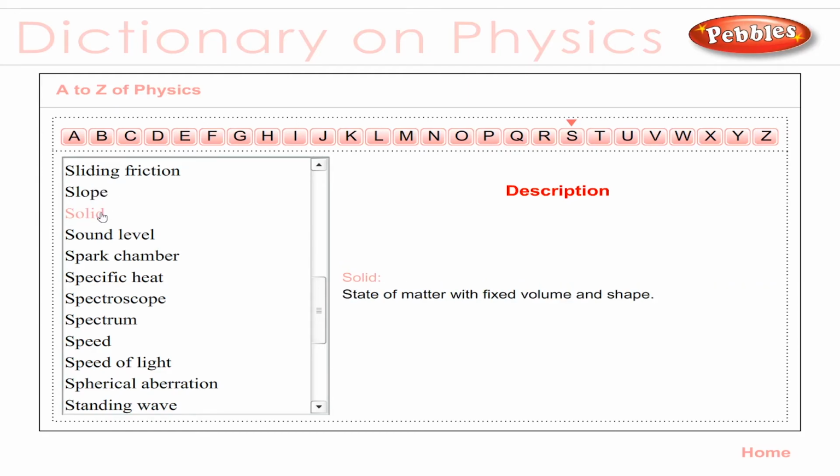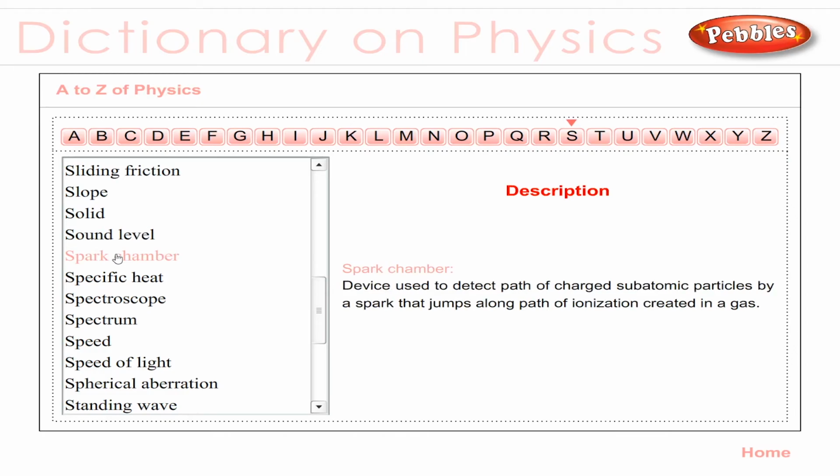Solid. State of matter with fixed volume and shape. Sound level. Quantity measuring the logarithm of sound intensity in decibels. Spark chamber. Device used to detect the path of charged subatomic particles by a spark that jumps along the path of ionization created in a gas.